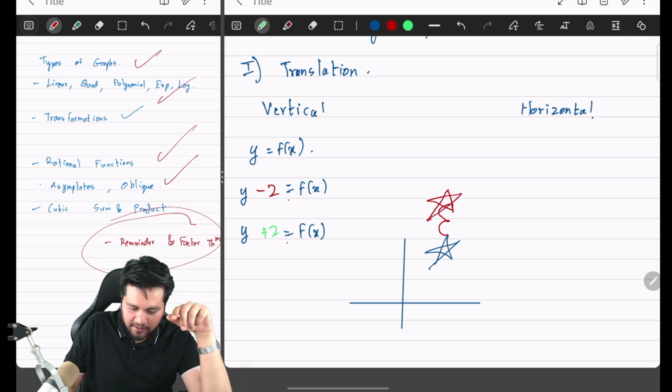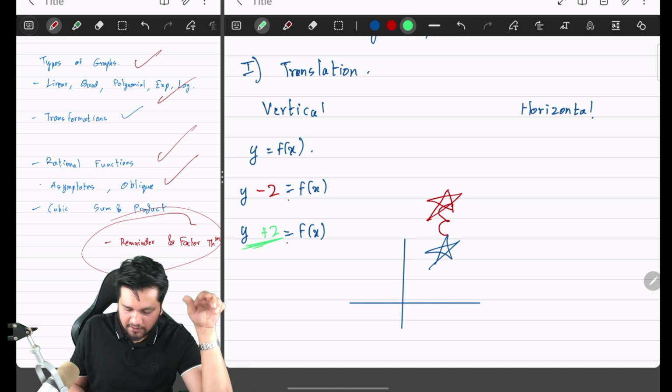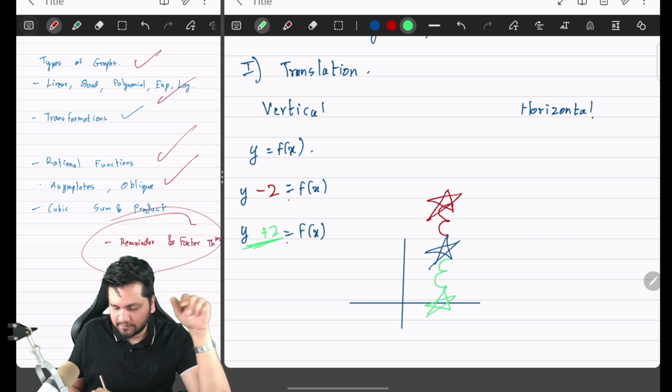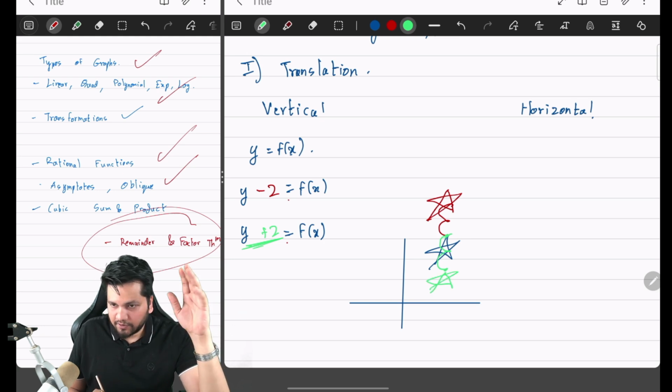On the other hand, if I talk about y plus 2, what does that mean? It will take 2 steps on the negative side of the y axis. So it's going to go 2 steps down. The design remains the same. It will just be shifted. So this point will be shifted 1 and 2 steps here. So it's always going to be opposite. This is nothing but your vertical translation.